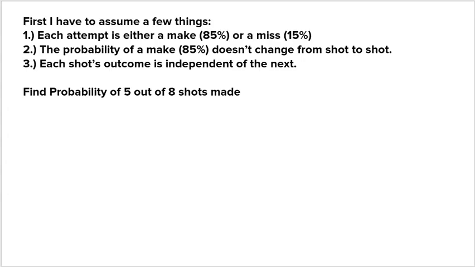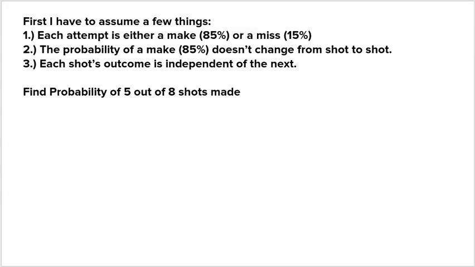All right, so when you do this by hand, we have to make sure we understand a couple things. There are 3 really important things you got to understand. First, each attempt is either a make or a miss. 85% for make, 15% for miss. There can only be 2 possible outcomes. Make, miss. There cannot be a 3rd or 4th or 5th outcome.